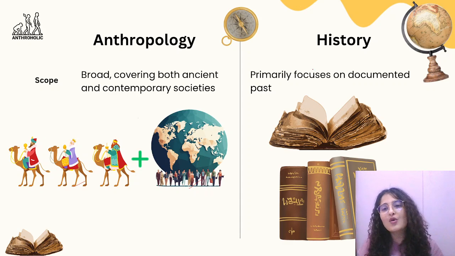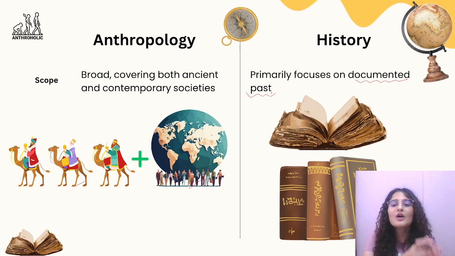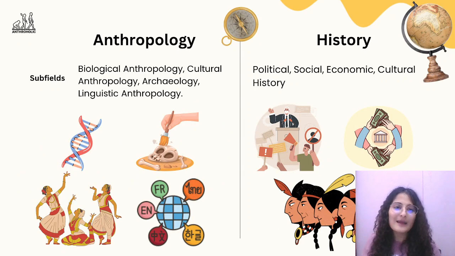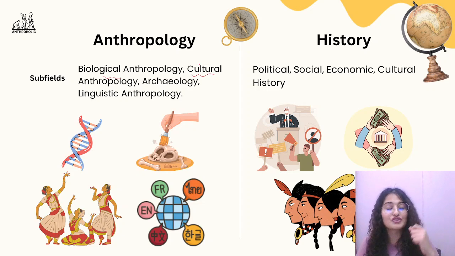But history is only about focusing on the documented past, whatever has been written down, whatever has the documents ready for it, they are studied in history. So the scope of anthropology is way wider compared to that of history. If we look at subfields, anthropology subfields are biological and cultural. So we have biological anthropology studying about the biology of humans.